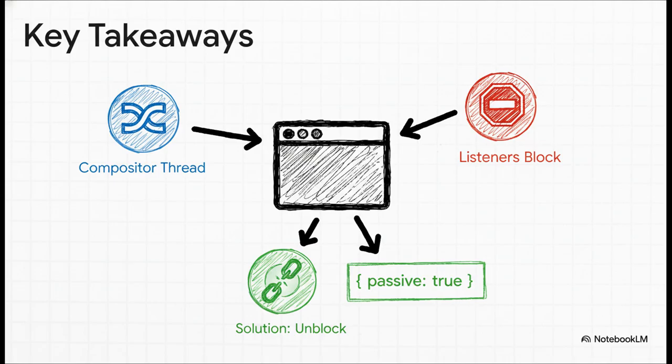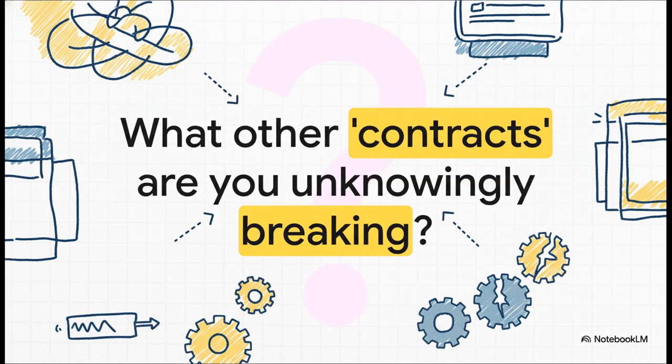So remember, the browser has a special thread for scrolling that your code can accidentally block. It kind of makes you wonder, right? What other hidden rules are we breaking without even knowing it?